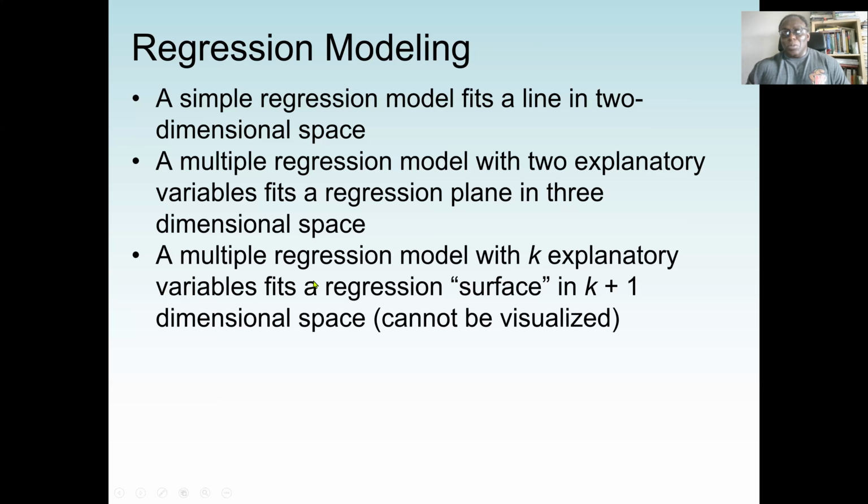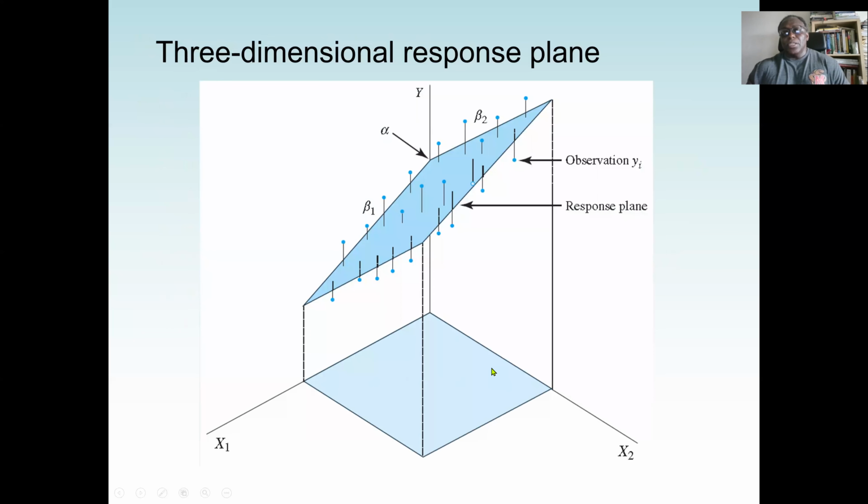Also here we say that the multiple regression model with k explanatory variables, which means with k number of inputs or independent variables, will fit a regression surface in k plus 1 dimensions. That's why we say three-dimension, because we have two inputs and one output, so it will be 2 plus 1. So this is how it looks in three dimensions. We can see we have x1, we have x2.